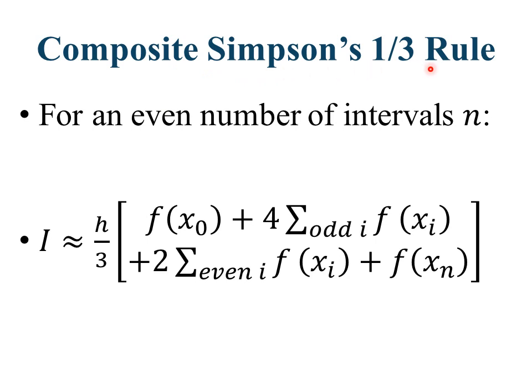Composite Simpson one-third rule. For an even number of intervals n, we use this formula. h upon 3 times [f of x0 plus 4 summation over odd i, which means the terms we add in the odd series, f of xi, plus 2 summation over even i, where even means we add the even terms, f of xi, plus f of xn]. This means the last value of the function.